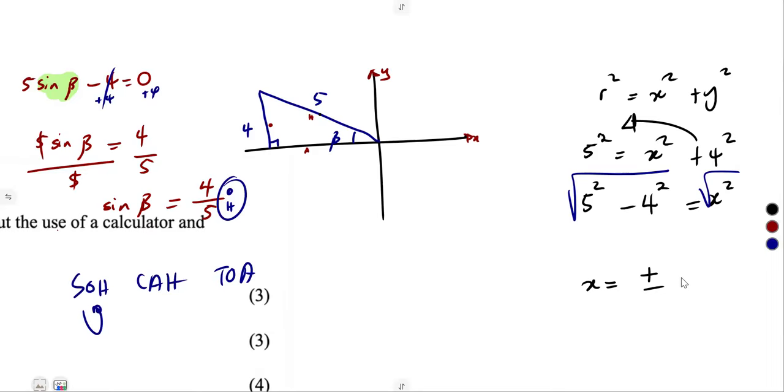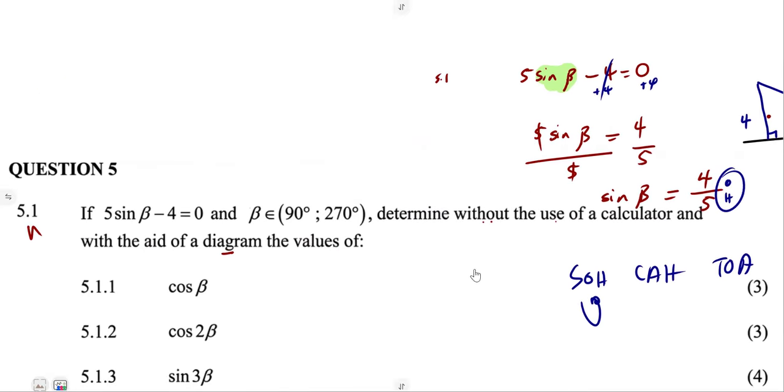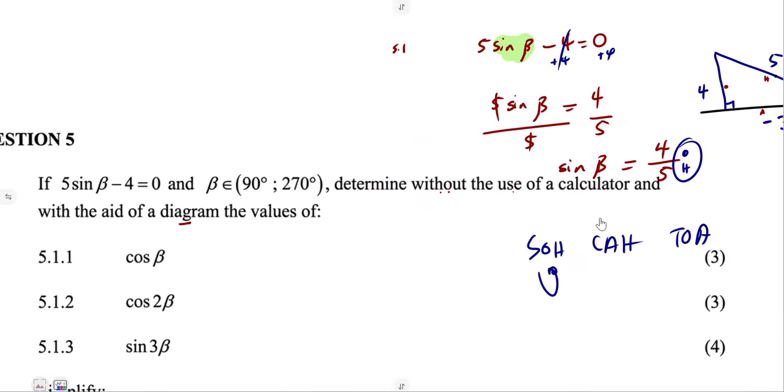And the square root of any number is plus or minus, meaning to say we can have positive values of x, or we can have negative values of x. According to our diagram, the x has to be what? A negative value. So we are going to use negative 3 this side. This is the negative from the origin. The diagram that you need to answer these questions that we are given here, we can simply use, as they said, with the aid of a diagram.